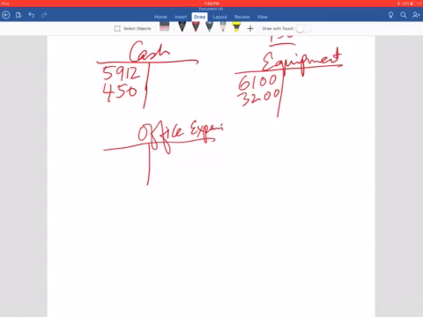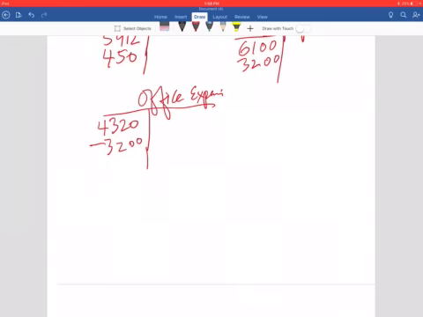Right now the office expense balance is 4320, and that's where you have this money sitting, which is supposed to be in equipment. So I'm going to subtract 3,200 from here. That's how I'm going to fix it: add to equipment and subtract from office expense.